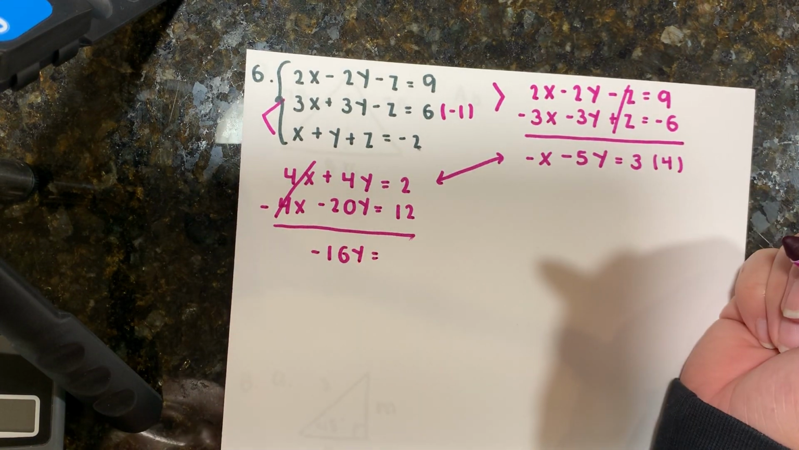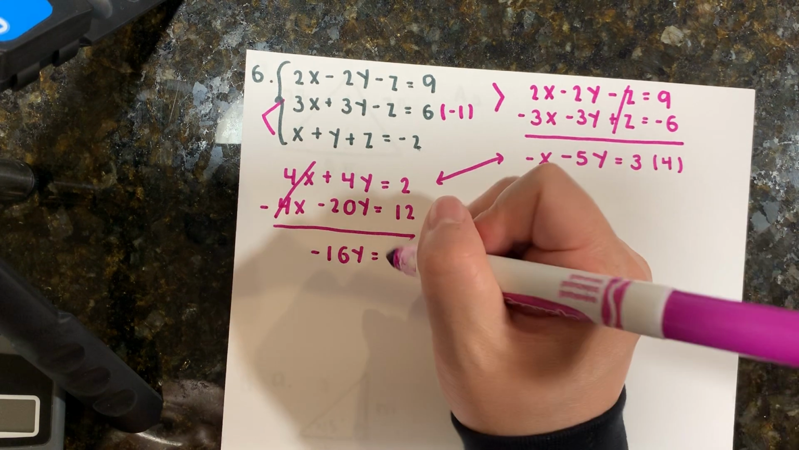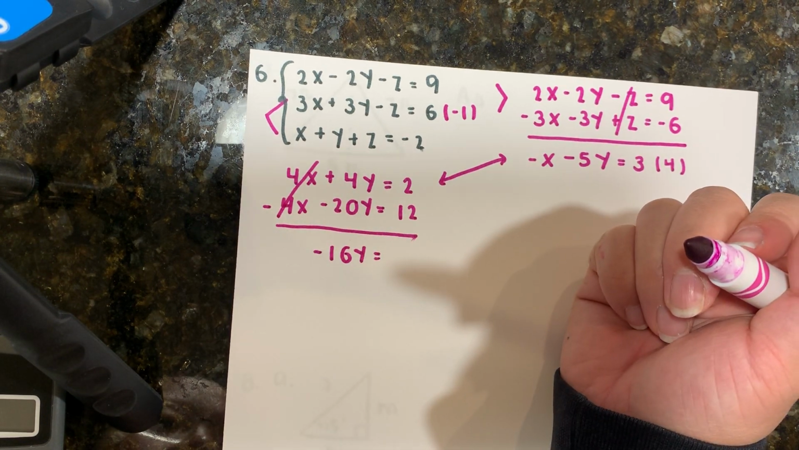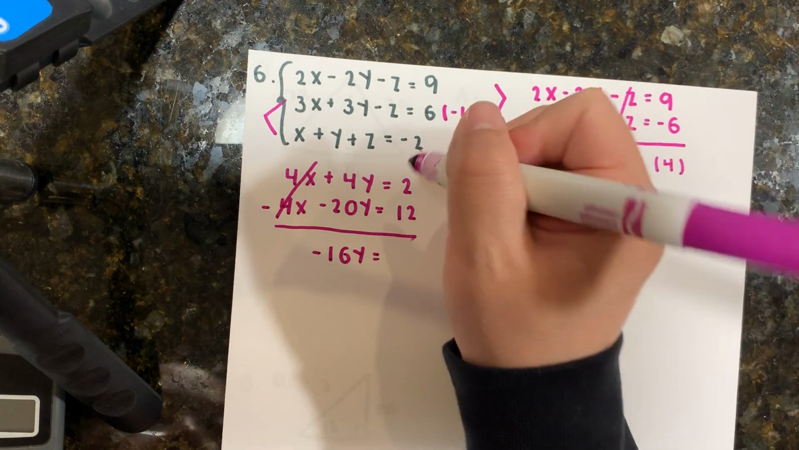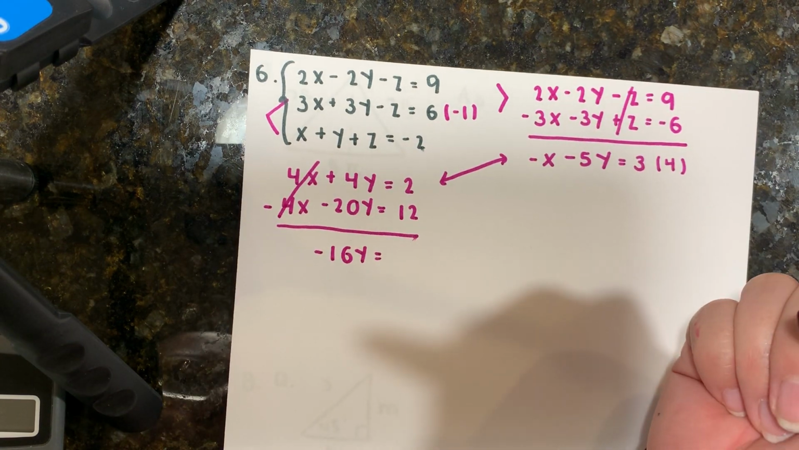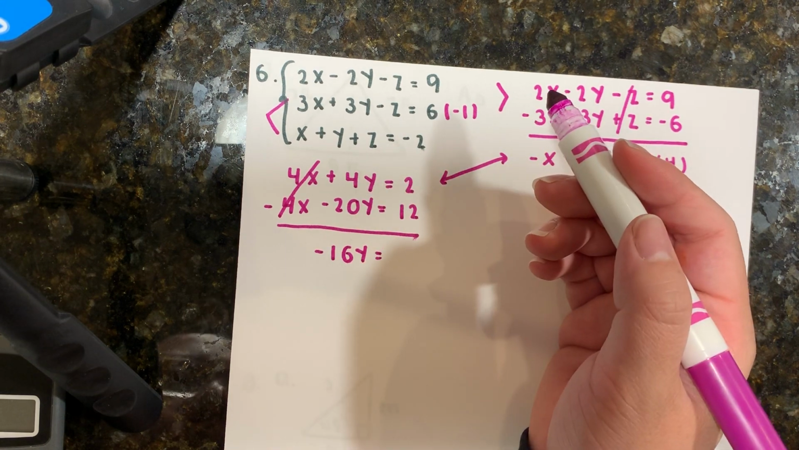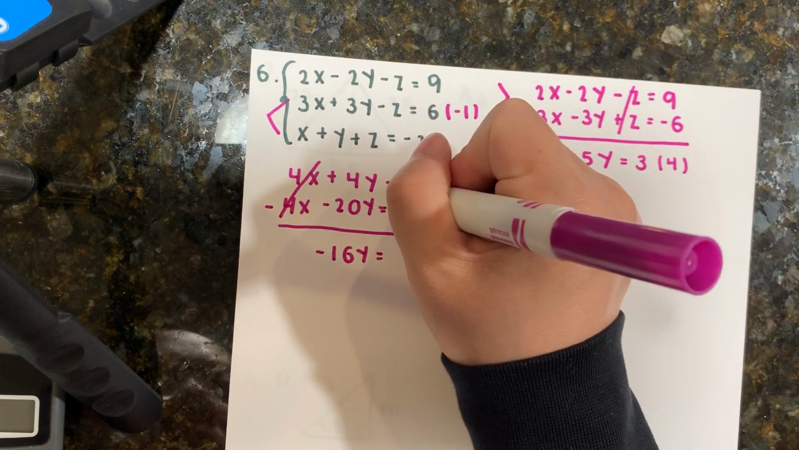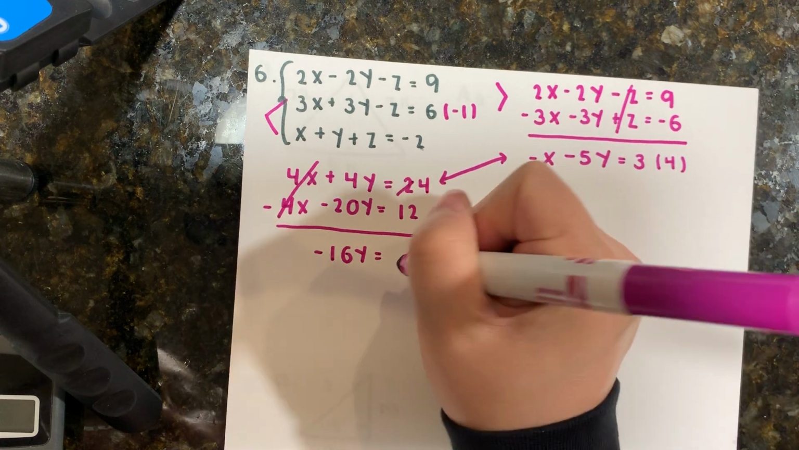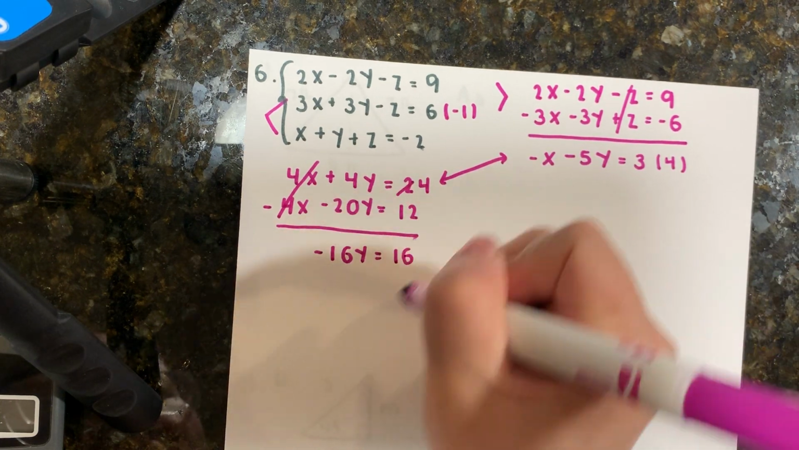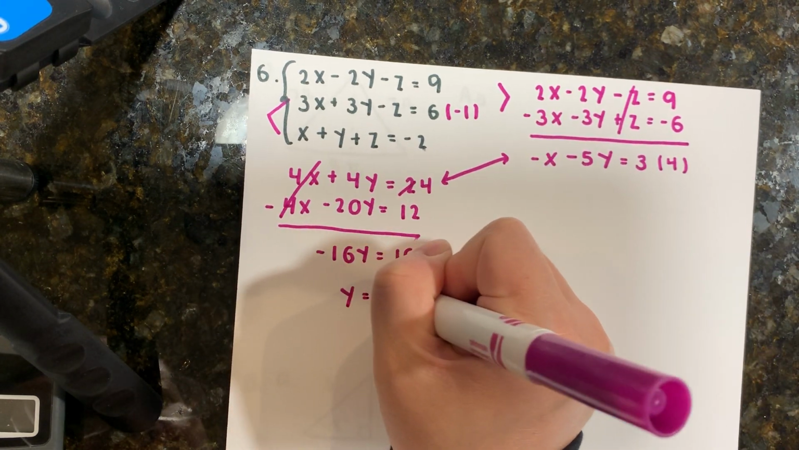equal to 14. Wait, shoot. 6 plus negative 2 should have been 4. So that would be equal to 16, my bad. So y would be equal to negative 1.